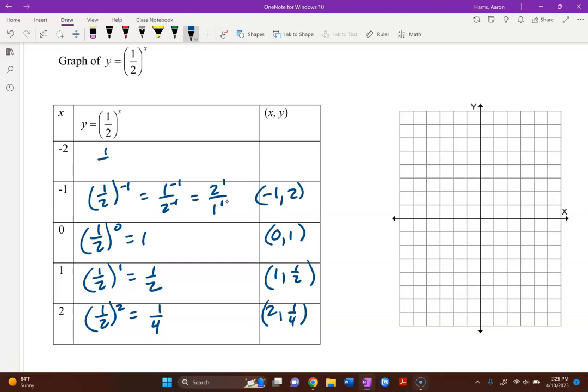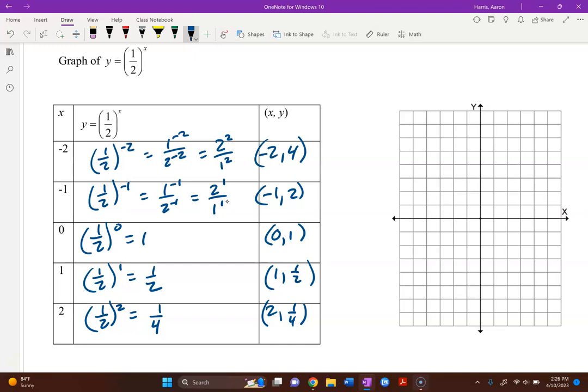Now I plug in negative 2. So 1 to the negative 2 over 2 to the negative 2. 2 to the negative 2 go up, become 2 squared. 1 to the negative 2, that's 1 over 1 squared. So I got 4. So negative 2 spits out 4.